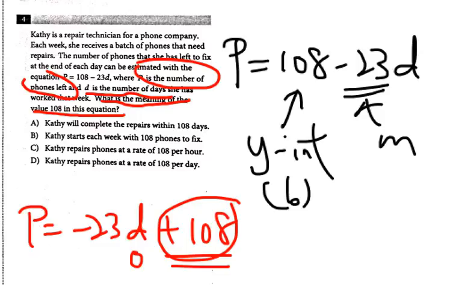So in this case, C and D are out. They don't talk about within 108 days, because 108 is the number of fonts. So the answer is obviously B.